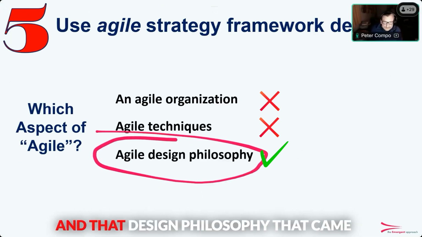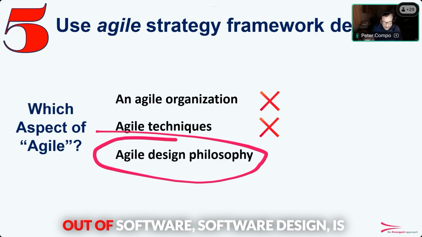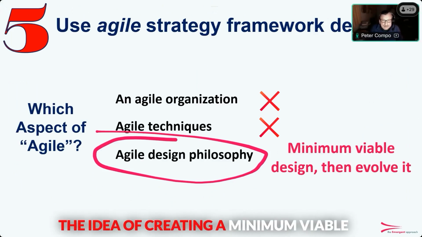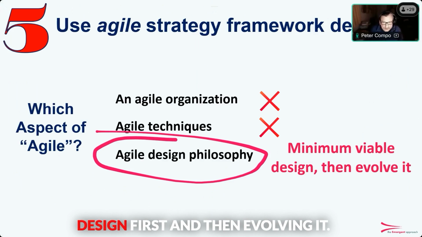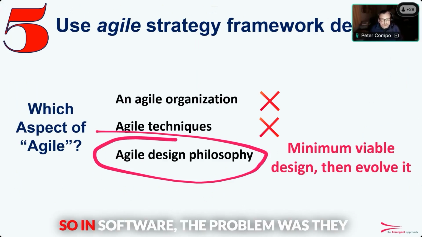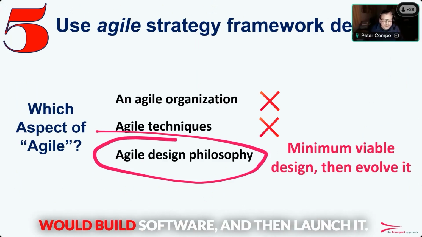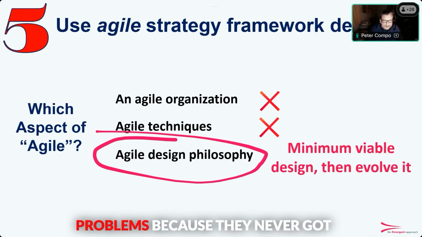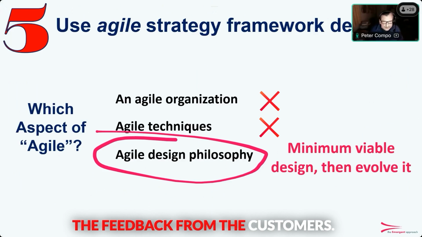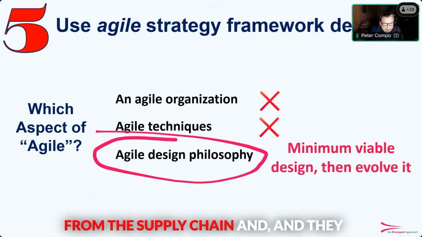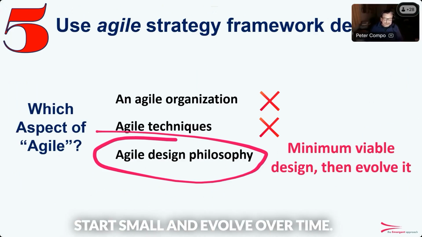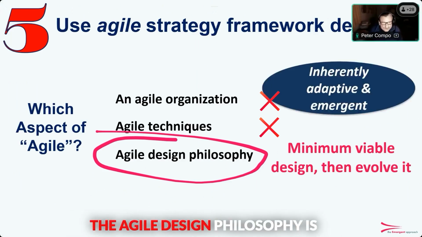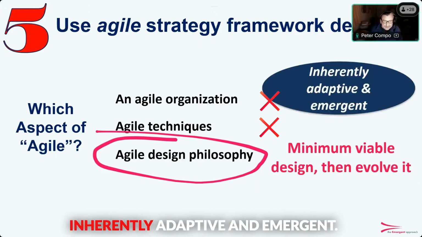And that design philosophy that came out of software design is the idea of creating a minimum viable design first and then evolving it. So in software, the problem was they would build software and then launch it, and it would have all kinds of problems because they never got the feedback from the customers, from the supply chain, and they had to get to the point where they start small and evolve over time. The Agile design philosophy is inherently adaptive and emergent.